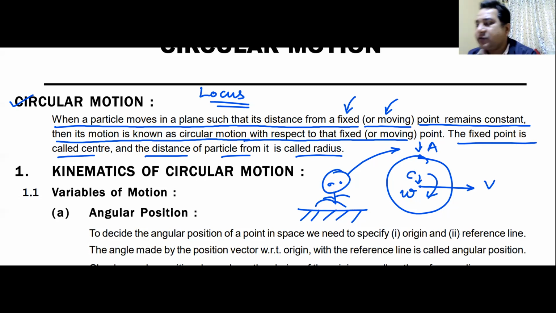It is definitely not circular. In fact, the trajectory of this particle is known as a cycloidal path. The motion is known as cycloidal. This word comes from cycle, the wheel of a cycle. The motion is cycloidal. It is a very complicated motion.